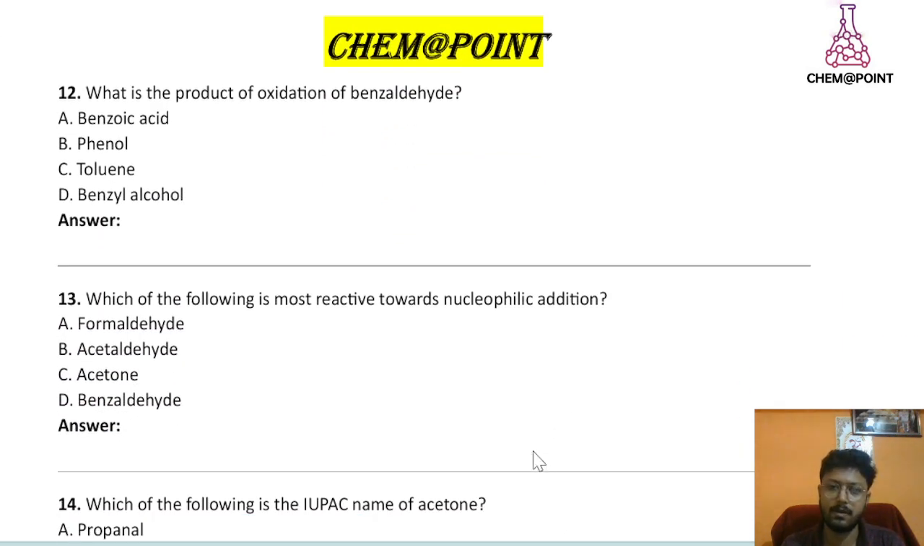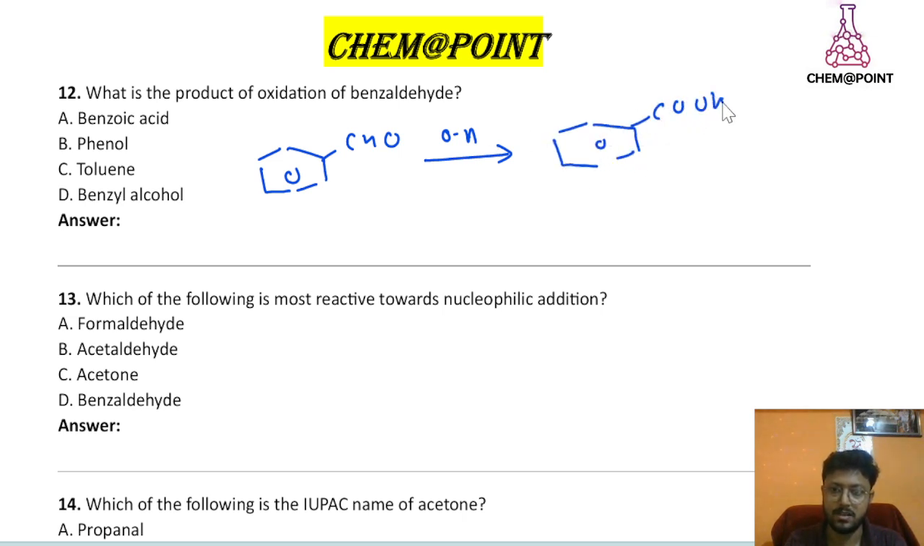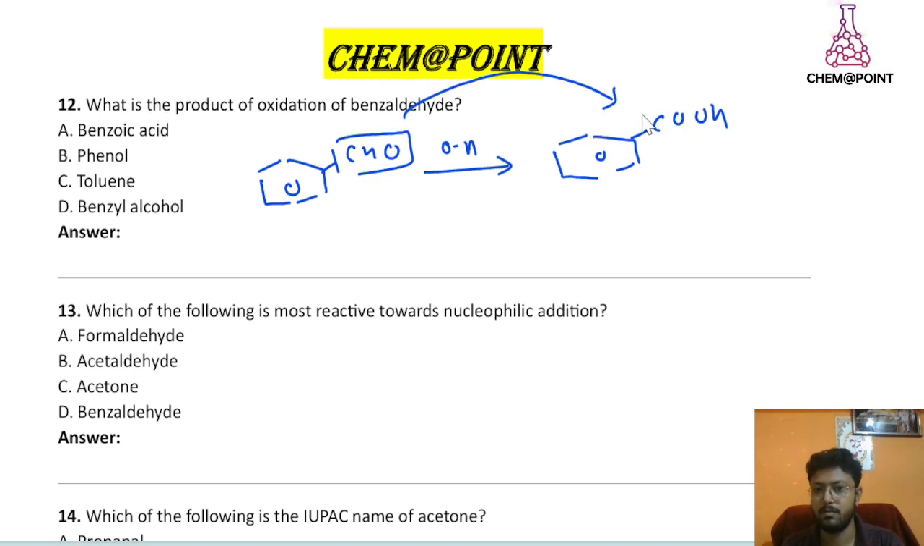Now, question number 12. What is the product of oxidation of benzaldehyde? Benzaldehyde is a benzene ring attached to CHO. If you put in an oxidizing agent, then you get benzoic acid. An aldehyde can easily oxidize to benzoic acid. The right answer is A.